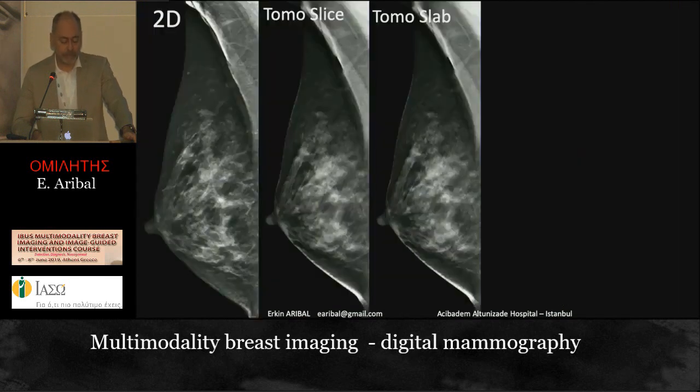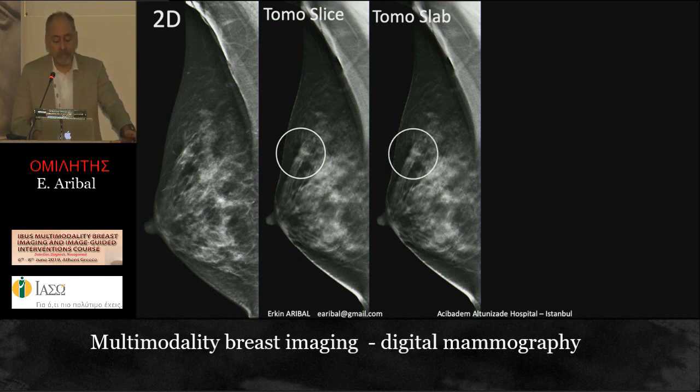Here is another case where you see nothing on the 2D mammogram, but on the tomoslice you see a speculated mass at 12 o'clock. It looks like 12 o'clock. This is one of them. The first one is the slice. The other one is the slab.